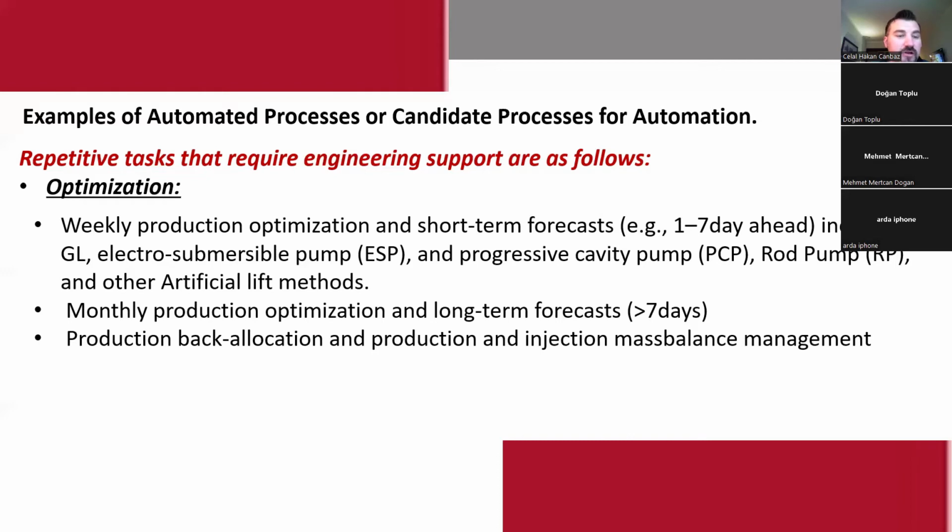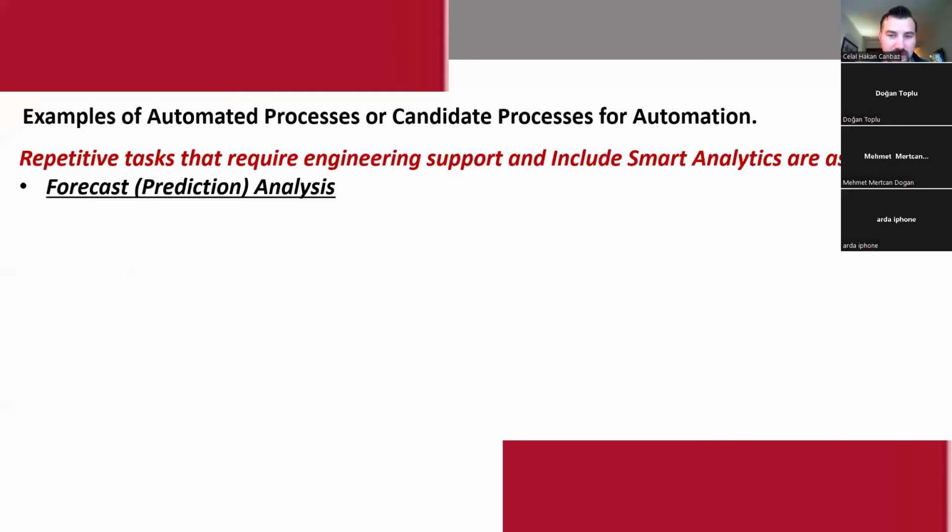So production back allocation and production and injection mass balance management is very important, very crucial. What is the volume that I already injected? What is the volume that I already produced, all right? So the balance of this one, especially for gas lifting, for example, is a very important and crucial part, all right?